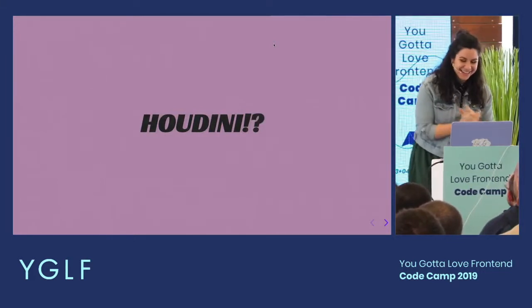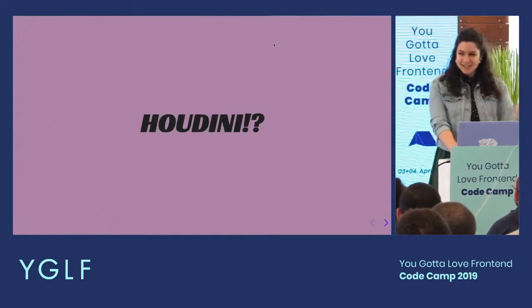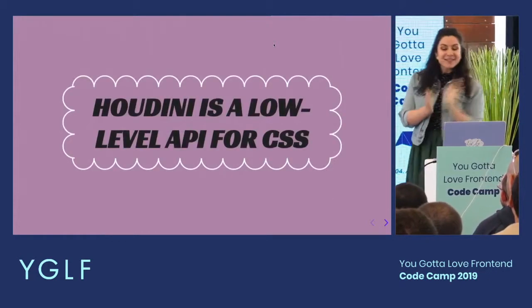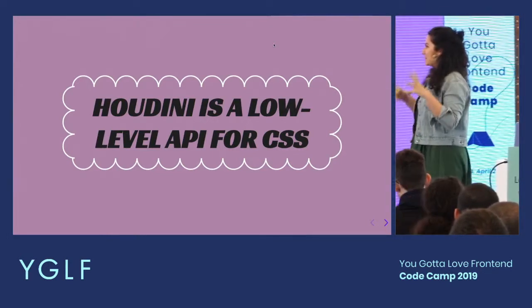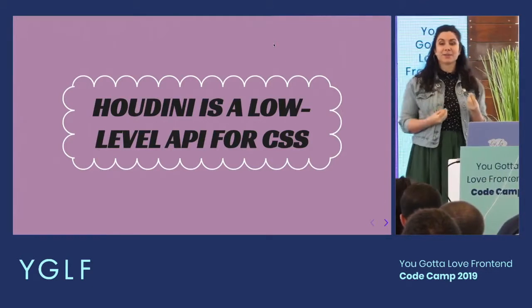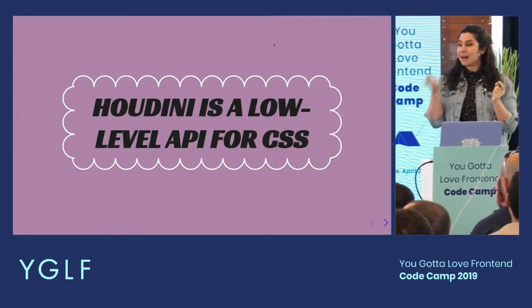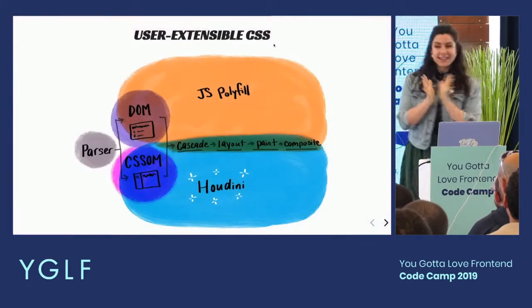Yay! And if you're wondering what Houdini is, I'm sure glad that you asked, or I asked for you. Houdini is a low-level API for CSS, or more specifically, it is a set of browser APIs that allow developers to access the CSS object model for the first time ever. So that looks like this.